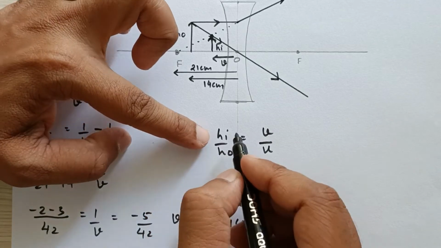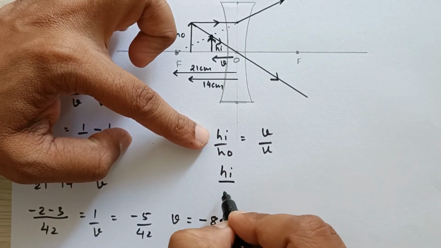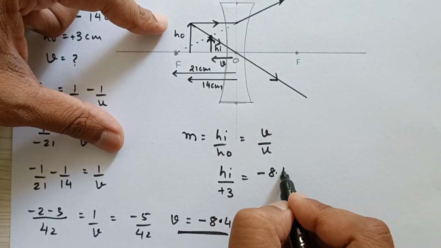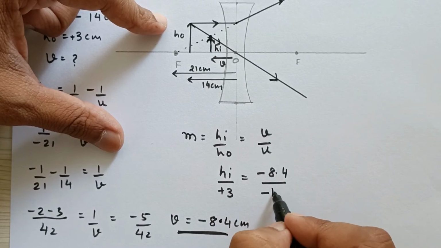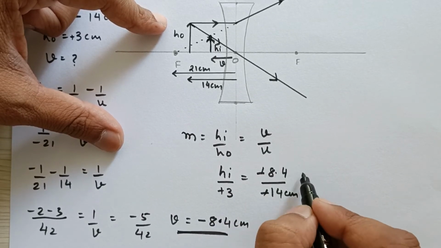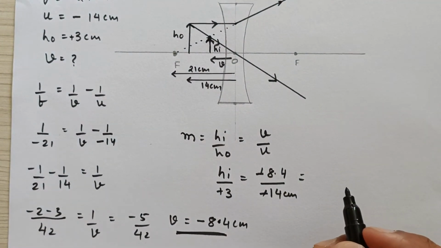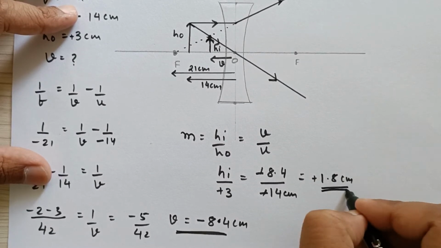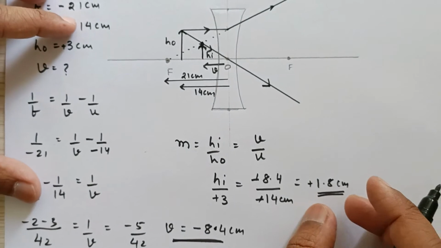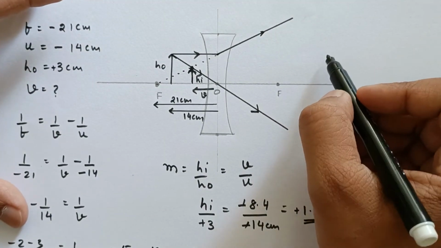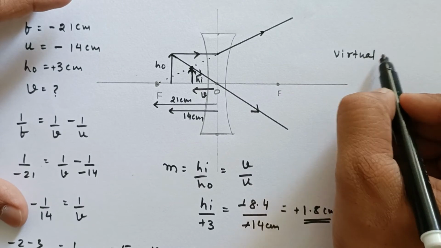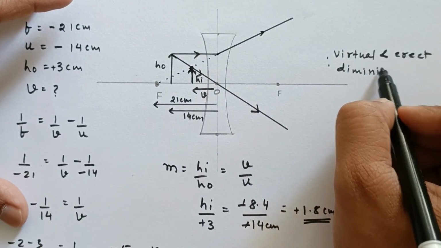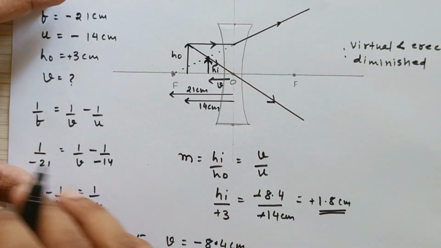Now ideally we don't want the magnification, we want the height of the image, so hi upon ho is plus 3, this is minus 8.4 and u is minus 14 centimeters. So if you solve this, you will get the value of the height of the image as 1.8 centimeters, which is positive, and which clearly indicates that the height of the image is smaller than the height of the object. Now the nature of the image: it has to be virtual and direct. Second, it is diminished. Rest everything is being calculated.